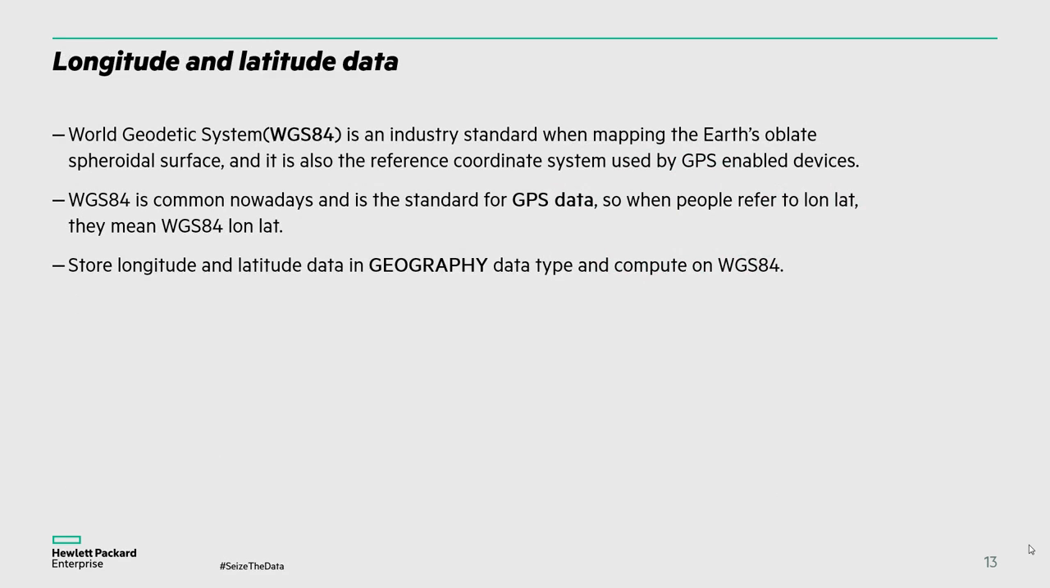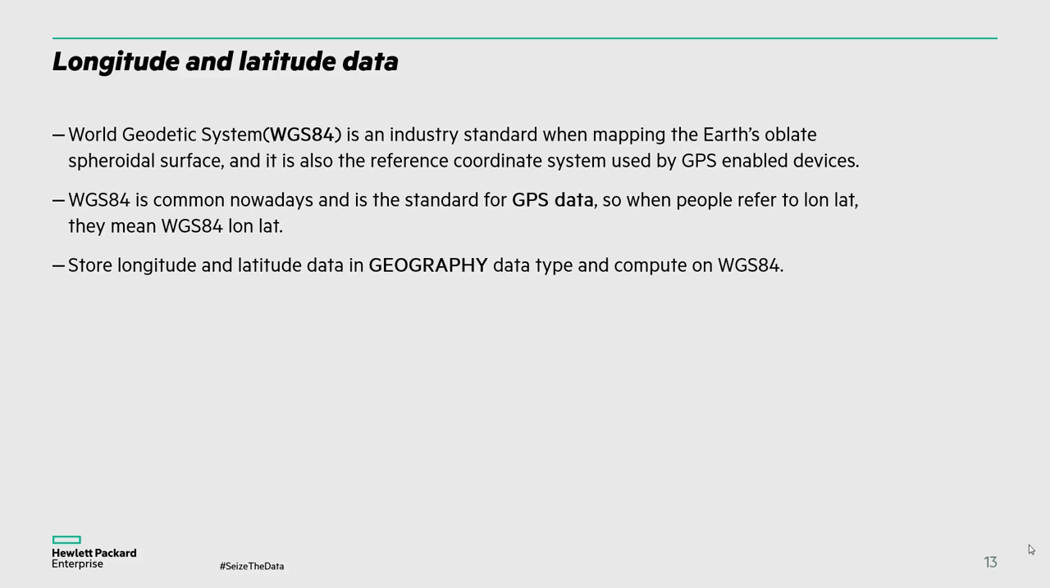So longitude and latitude data could be different based on the different spherical models of the Earth. WGS84 is nowadays a very commonly used spatial reference system. It's an industry standard when you model the Earth, and it's also the standard for GPS devices. So all the GPS longitude, latitude data are WGS84 longitude, latitude data.